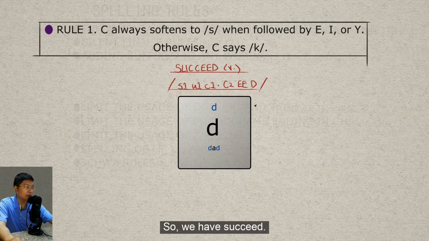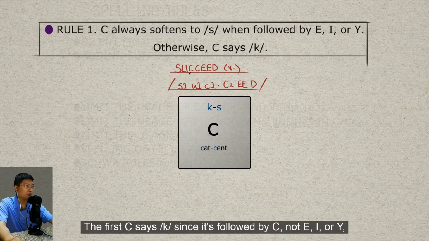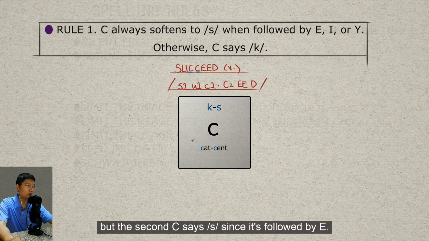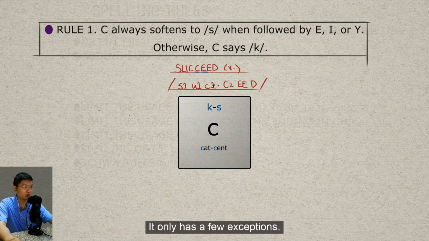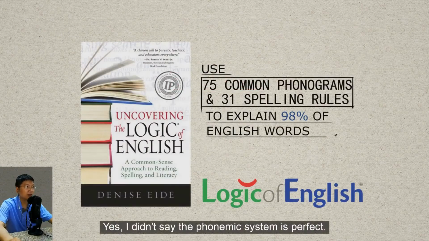So we have "succeed." The first C says K since it's followed by C, not E, I, or Y. But the second C says S since it's followed by E. Keep in mind that this rule is quite robust. It only has a few exceptions. Yes, I didn't say the phonemic system is perfect.